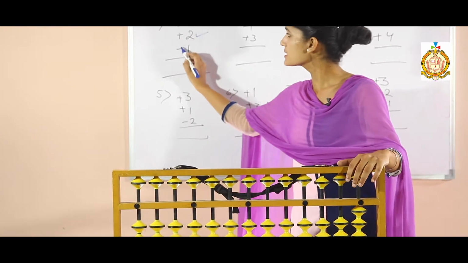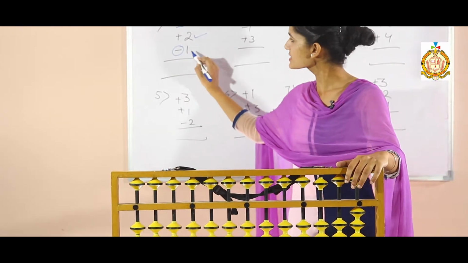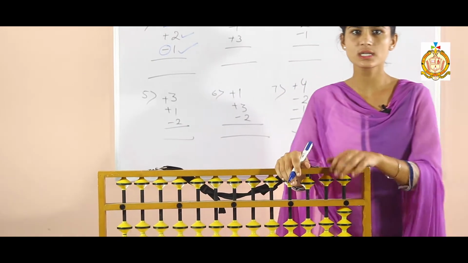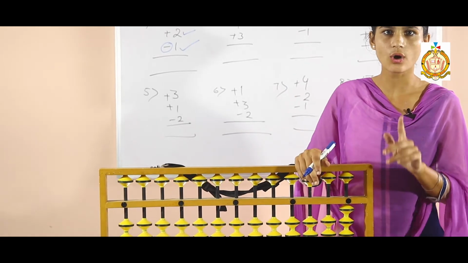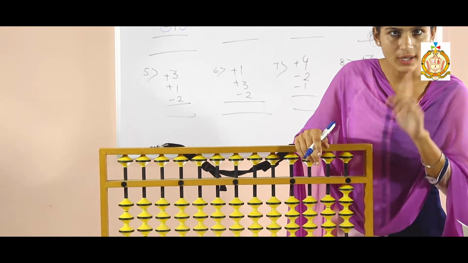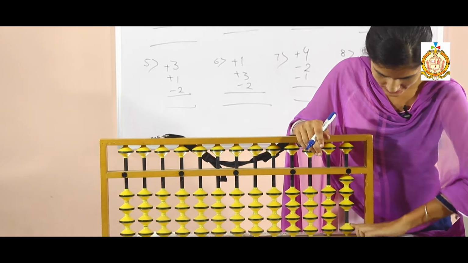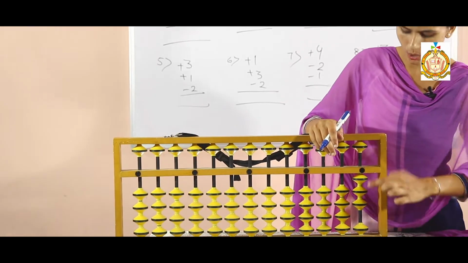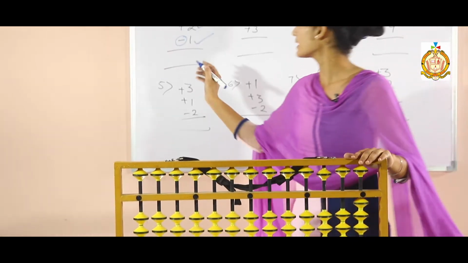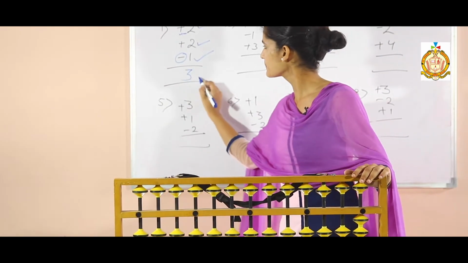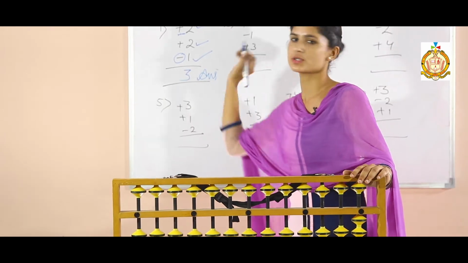Now this is the subtraction sign. So subtract 1. It means now one bead we have to remove, subtract, and subtraction always starts from the lower side. So 1 we have to subtract. So with the help of index finger, subtract 1. Now count the beads. 1, 2, 3. How many beads are there? 3. Right here 3. This is your answer.